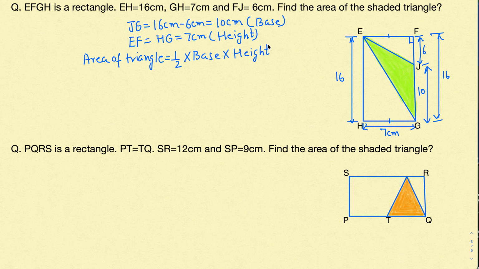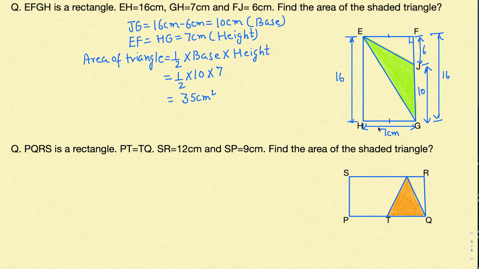So we can say from here that it should be equal to half. What's my base? Base is 10 cm, right? And what's the height of the triangle? It's 7 cm, right? So if you calculate it, you will get 35 cm square, right? So the area of the shaded triangle here is 35 cm square, right?